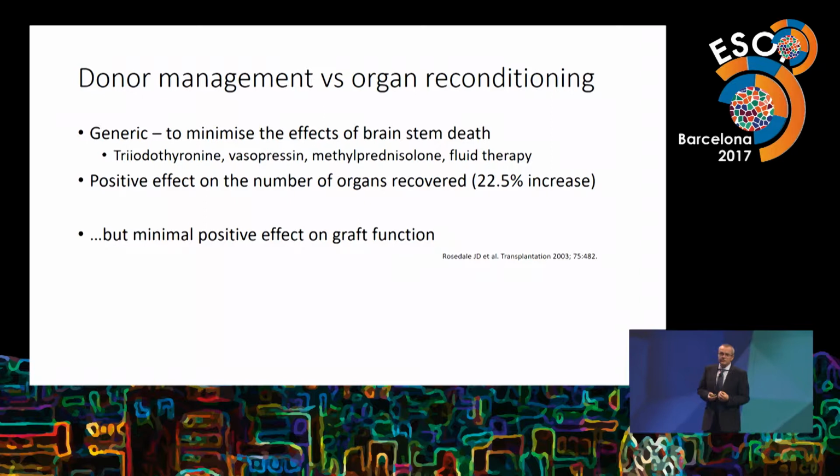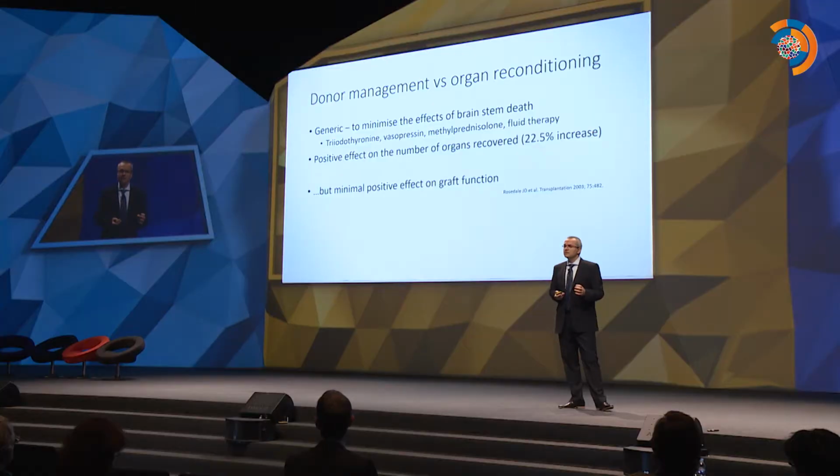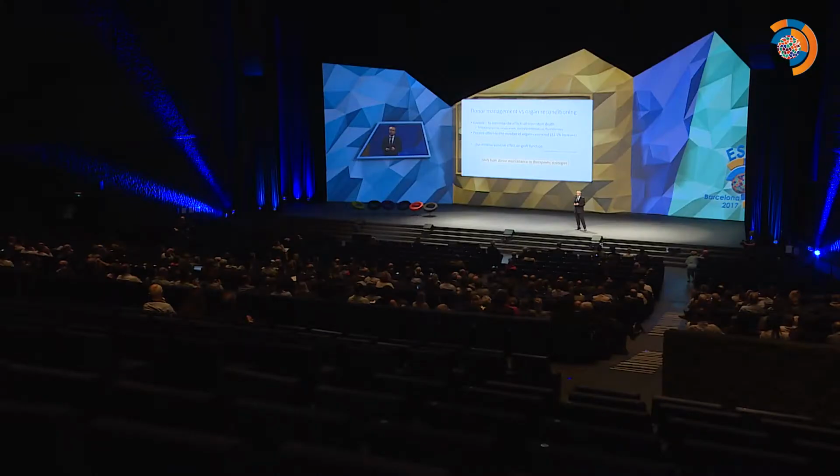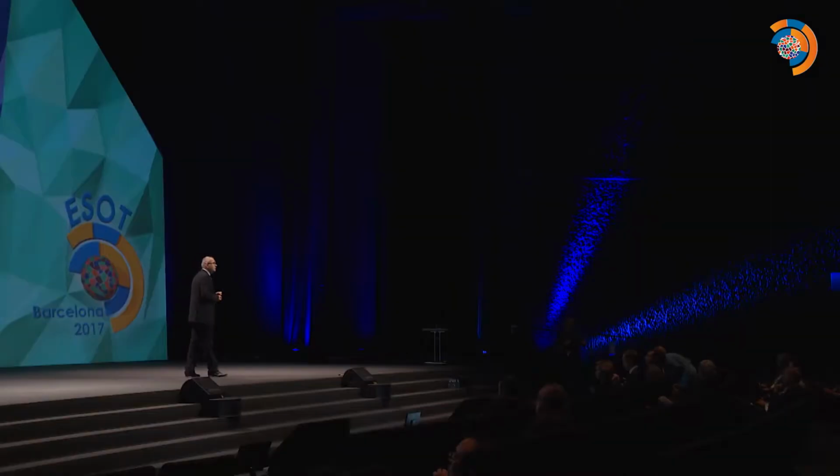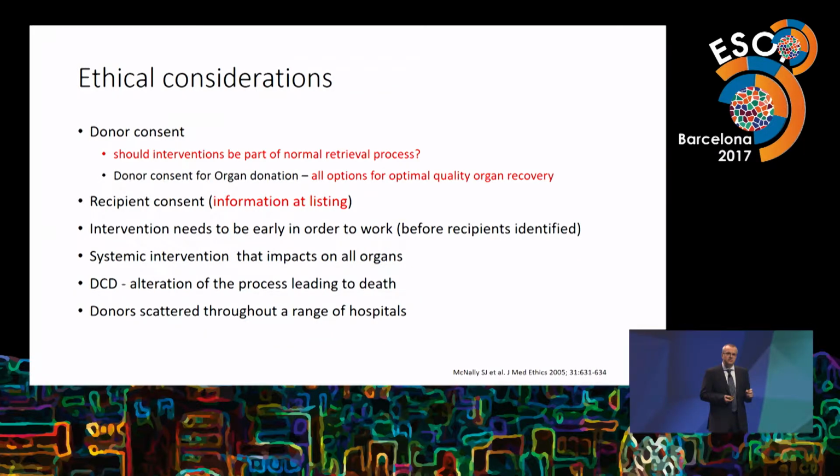Now, of course, donor management has been around for some time, and in fact, through generic interventions trying to revert the effect of brainstem death, we have achieved a significant increase in the number of organs we recovered. But it was recognized quite early that all those interventions had only a minimal positive effect on organ function. And therefore, we really need to shift from donor maintenance to therapeutic interventions which may reverse the effect of death and also prevent ischemia reperfusion injury. We need to pause for a second because most of the interventions, particularly in the donor, are associated with significant challenges, and some of them are shown on this slide. It's a tall order to try and implement this routinely into practice.